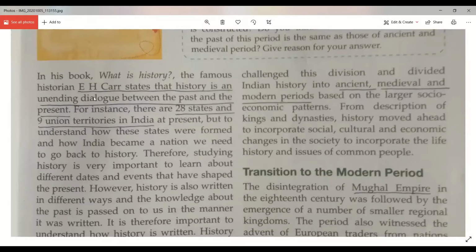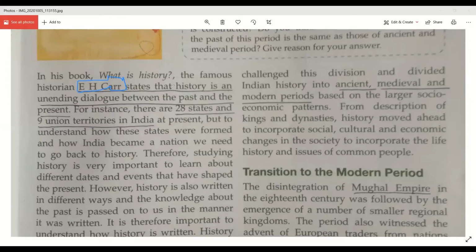Let me try highlighting that here. Just have a look here. I've underlined it. Even you can underline this in your textbook. So the name of the person is E.H. Carr. Carr as in the normal car with an extra R. What does he say about history?